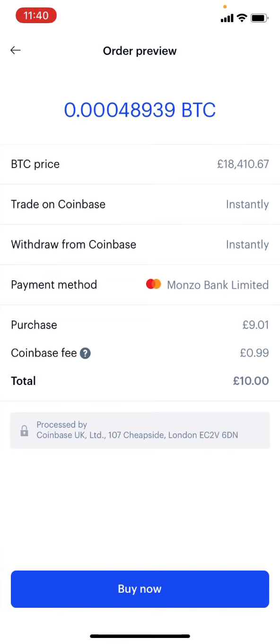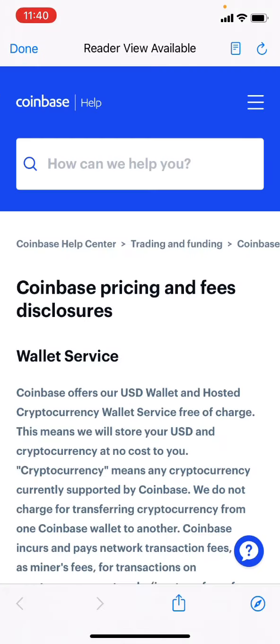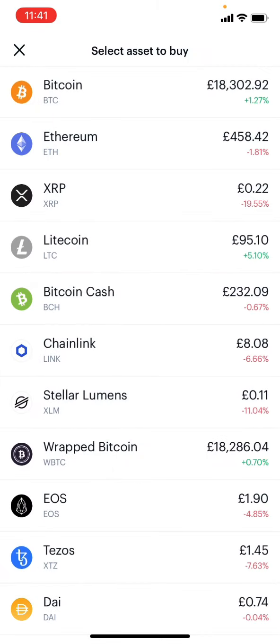Then you can see the price, trade on Coinbase instantly, and it also shows fees. How much are Coinbase fees? It's 99 pence for every 10 pounds you buy. Click on the help if you want to know anything about fees. Once you click buy now, it will buy automatically from your account.